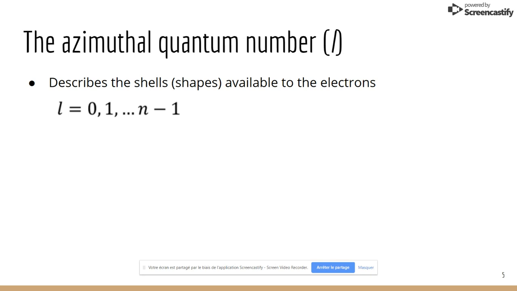The second is the azimuthal quantum number. That describes the shells or the shapes that are available. So that would be either the s, the spherical, the p, the dumbbell, the d, the clover, or the f, the double clover, which we're going to get a little bit more into in a later video. And l can always go from 0 to n minus 1. So if, for example, an electron is in the n equal to 3 state, then l can be 0, 1, or 2. If an electron is n equal to 2, then l can only be 0 or 1.